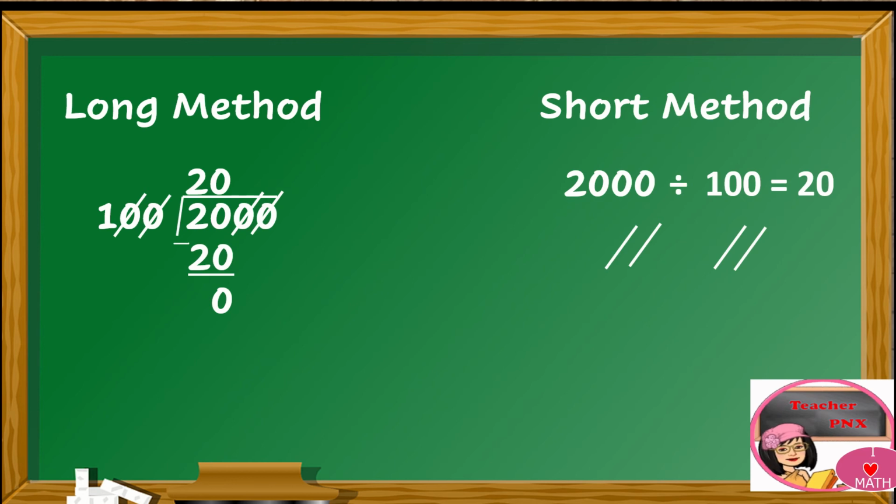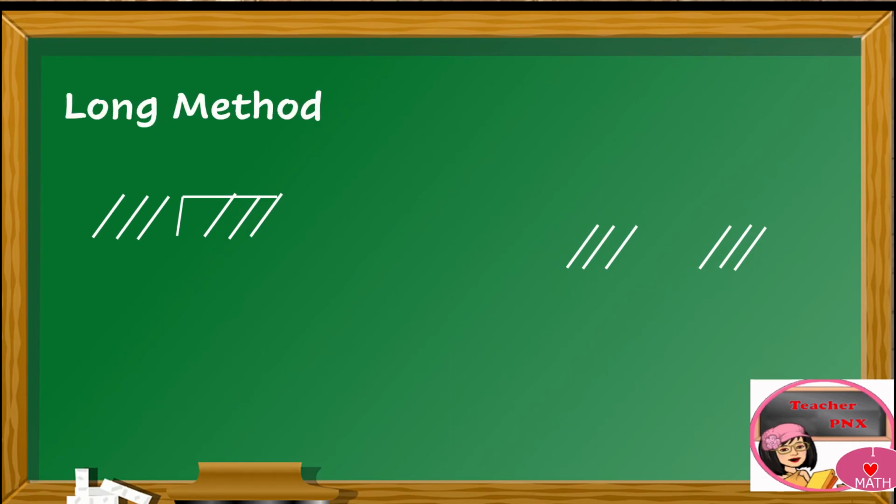While in the short method, they have the same answer. You cancel these 2 zeros and also these 2 zeros. So kung ilan yung kinancel mong zeros dito sa divisor, ganun din dito sa dividend. So 2,000 divided by 100 is equals to 20. Okay, nagigets na? That would be by 100. Next.